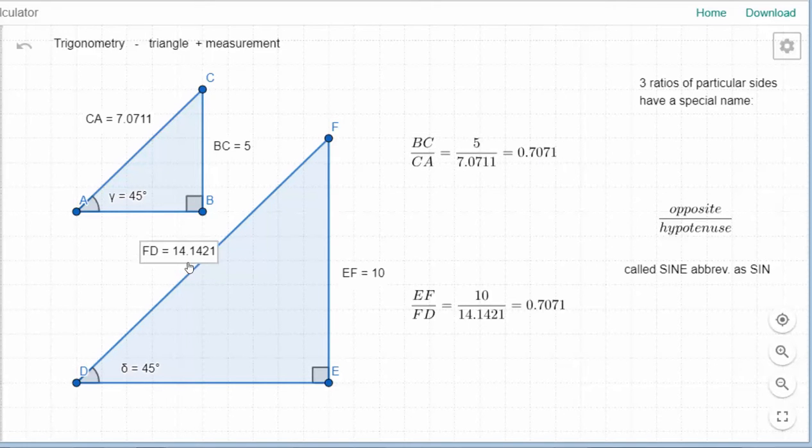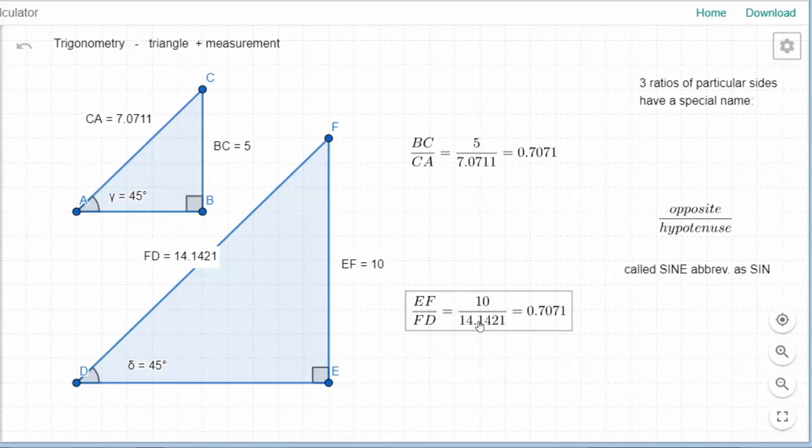Let's look at our larger triangle. It's again the opposite side to the angle is 10 and the hypotenuse is 14.14 something. So when you do the ratio 10 divided by 14.14 something, you get 0.7071. So again, you see they're both the same ratios.